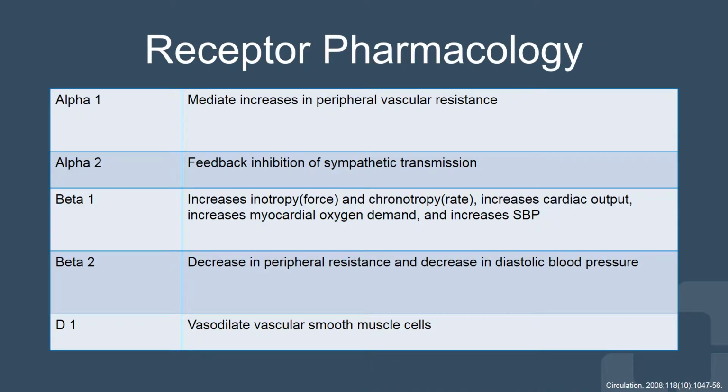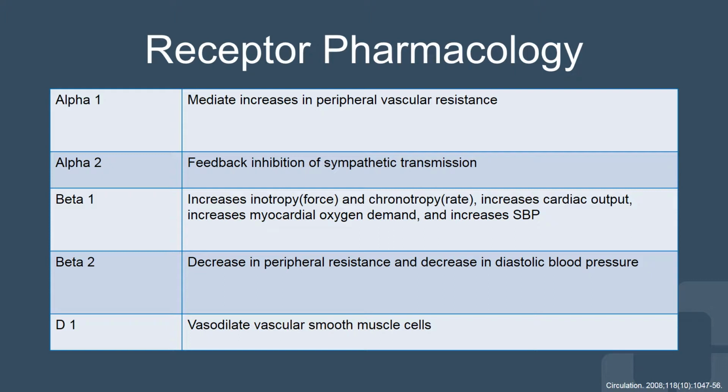When we look at the different receptors that we're worried about when we think about vasopressors, we think of the first one being that alpha-1 property, typically the property associated with a true vasopressor that will increase blood pressure. So it does mediate our peripheral vascular resistance.